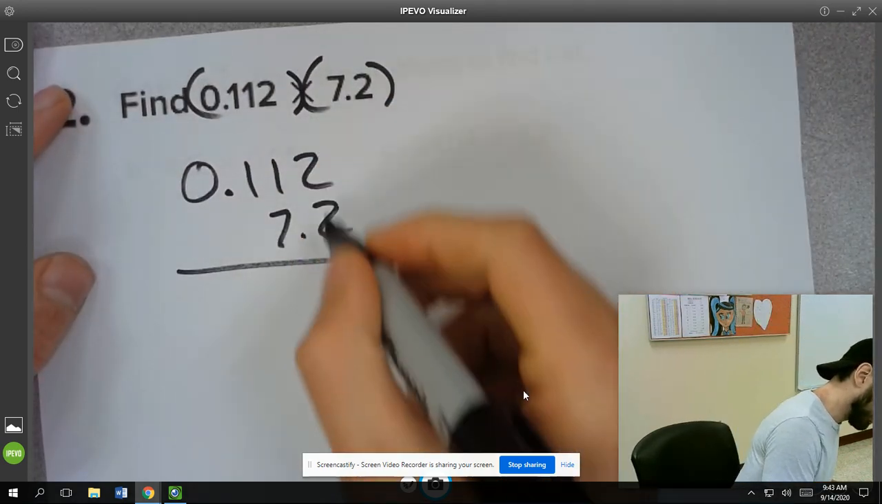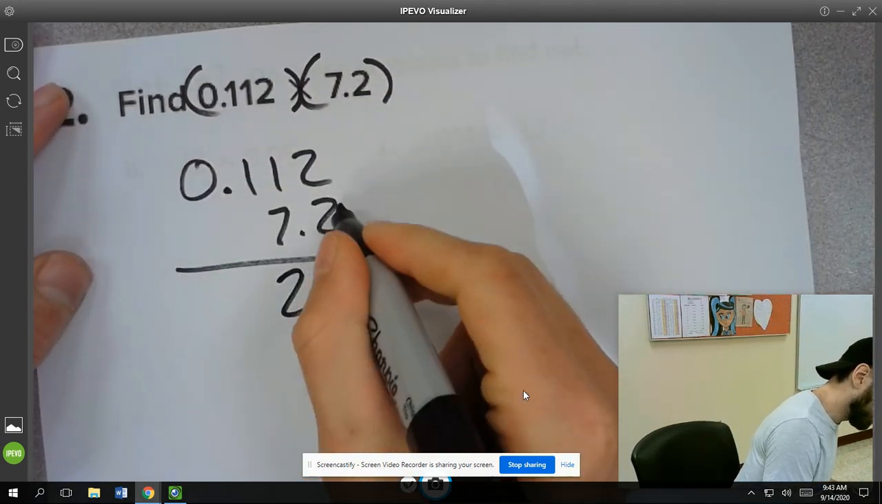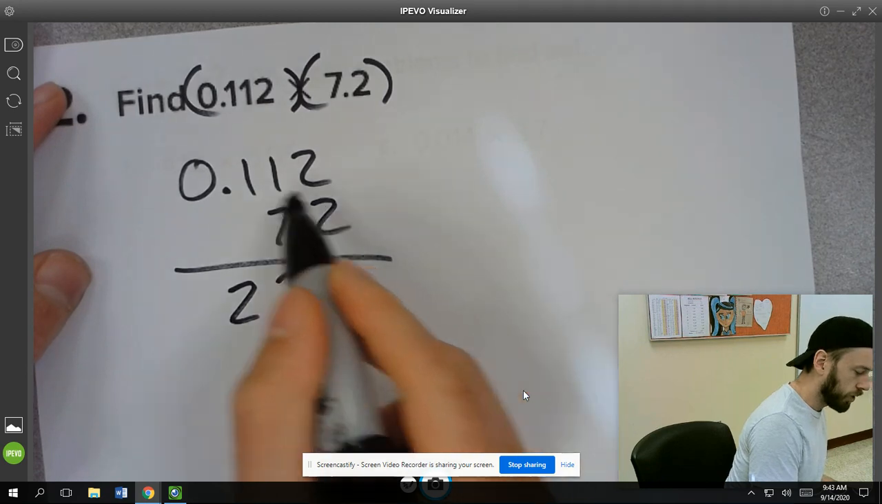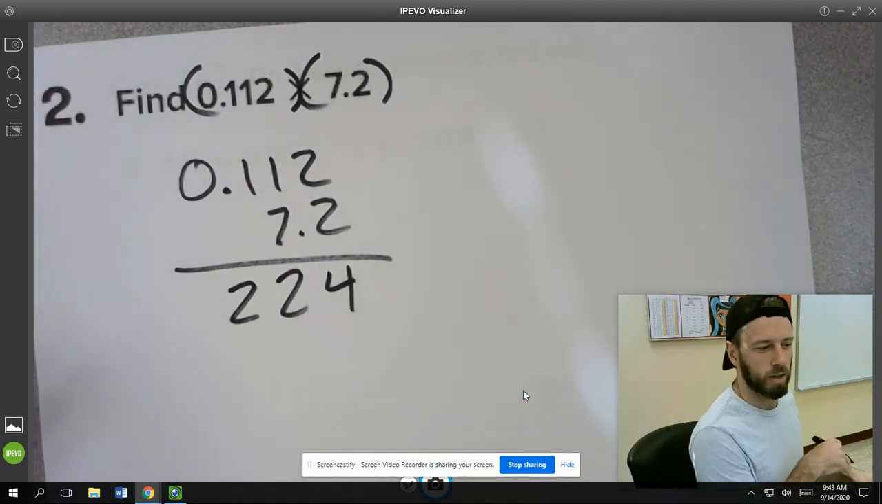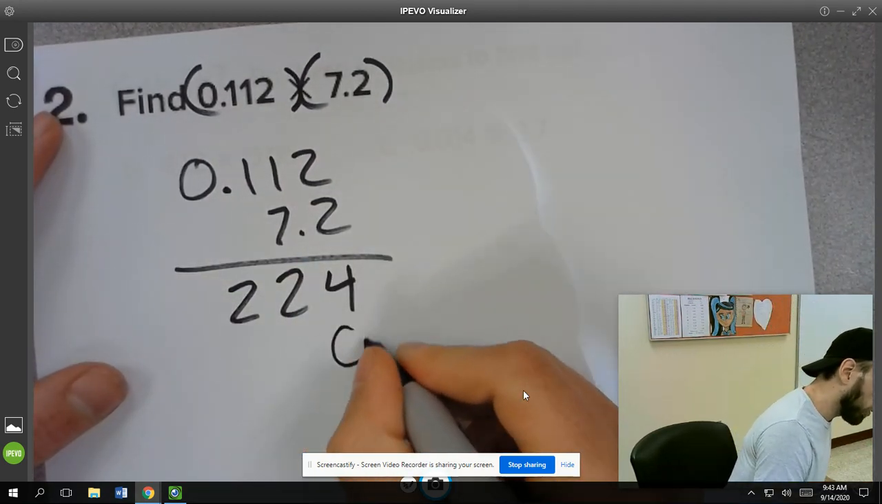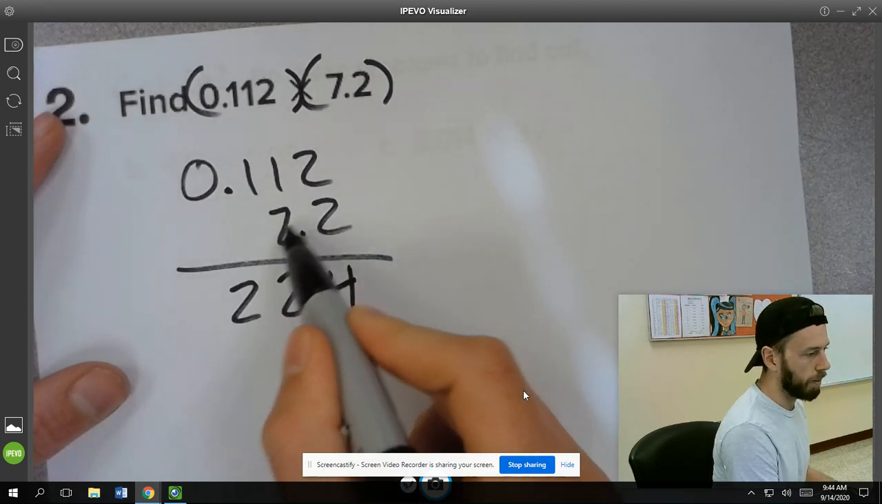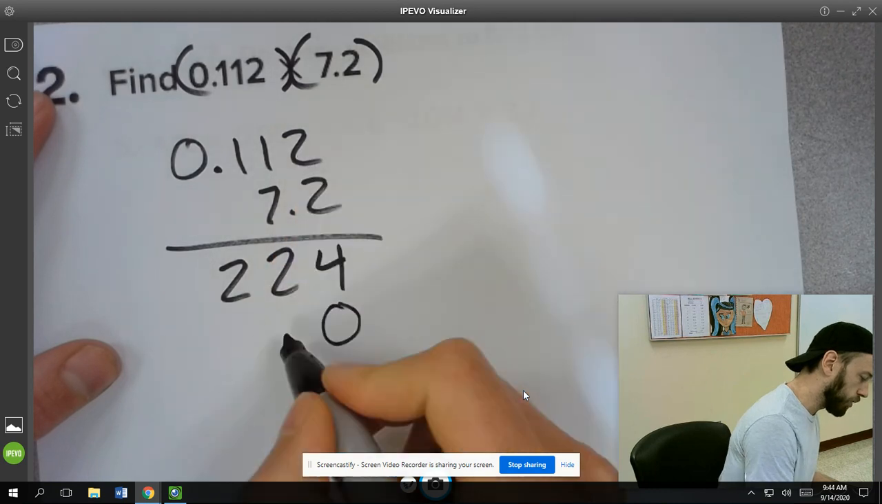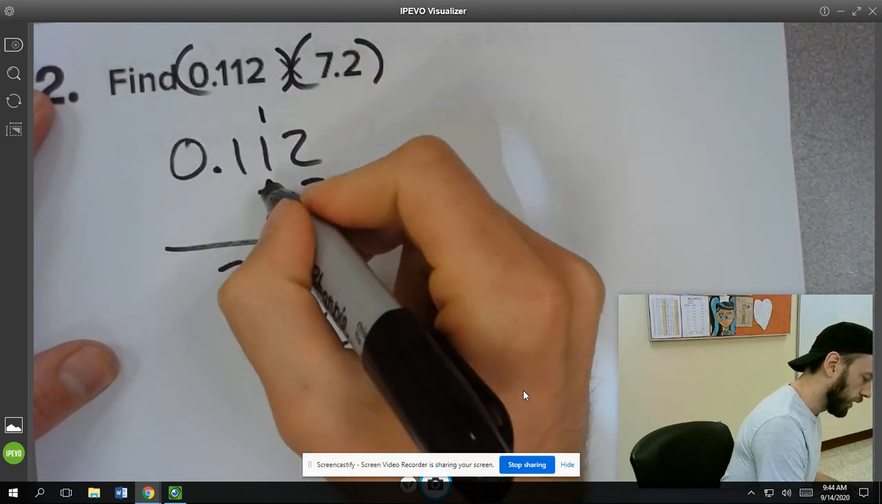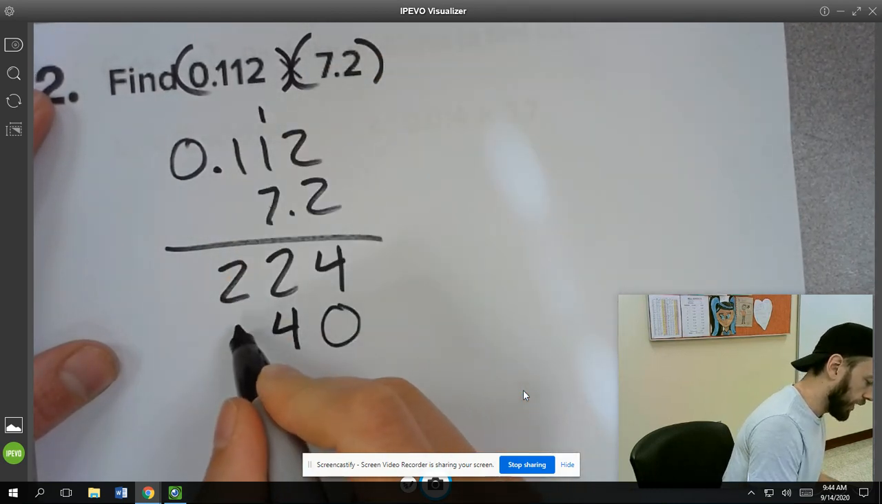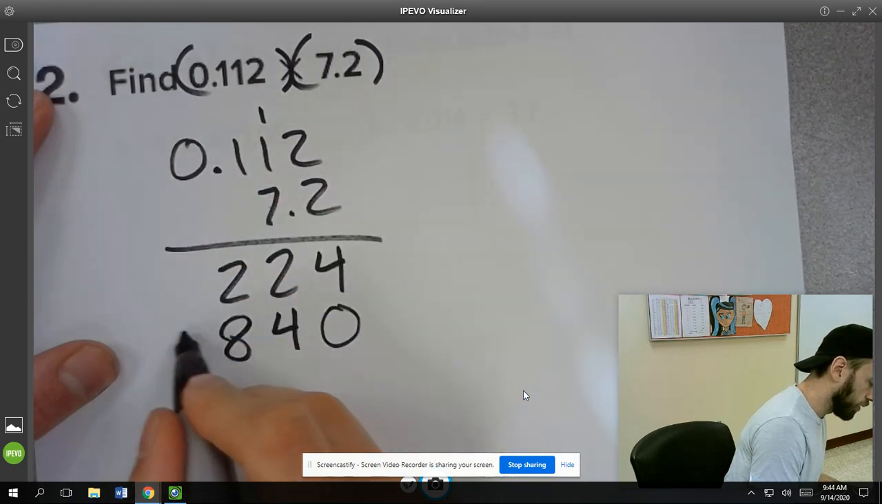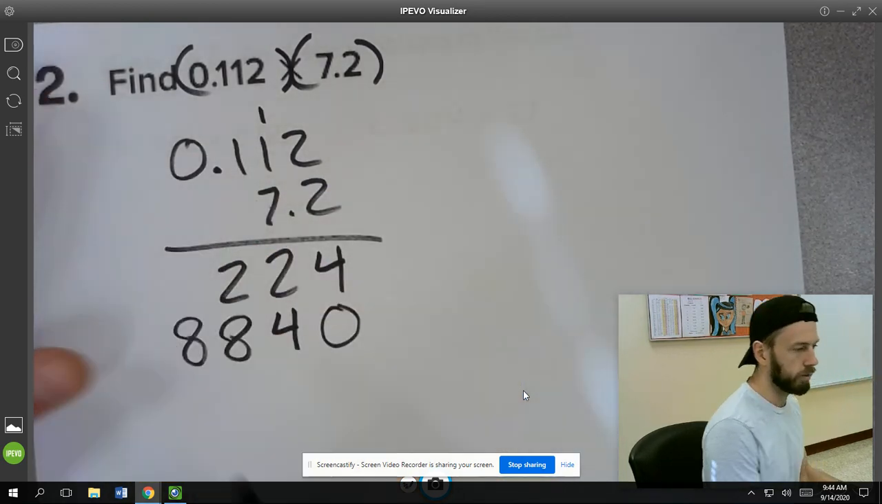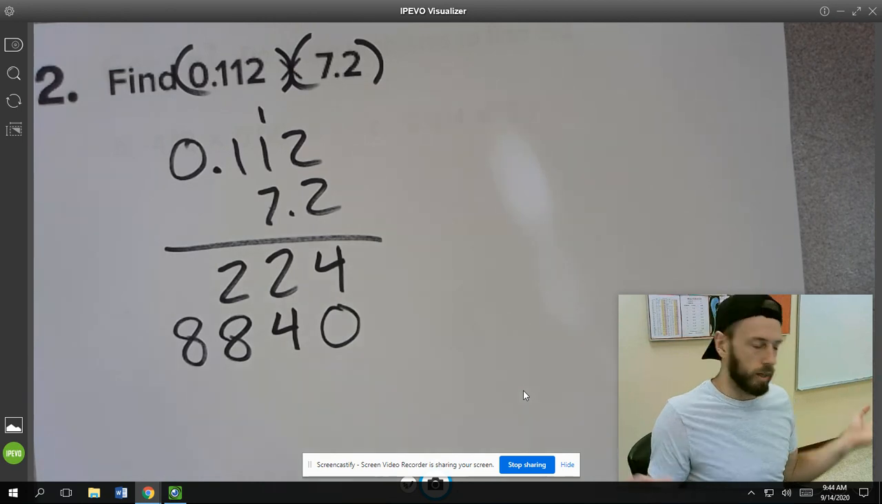2 times 2 is 4. 2 times 1 is 2. 2 times 1 is 2. You could do the 2 times 0, but it's just going to be 0, so I'm just not going to do that. Put your placeholder 0 down here because you're going to go over and multiply by the next place over. So we got to put our placeholder 0. 7 times 2 is 14. Carry 1. 7 times 1 is 7, plus 1 is 8. And 7 times 1 is 7. And again, I could do 7 times 0, but it's just going to give me a 0. Doesn't have value.